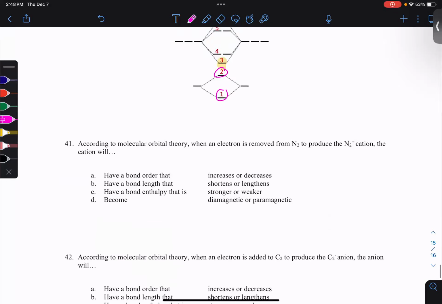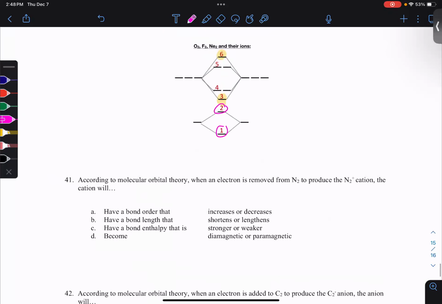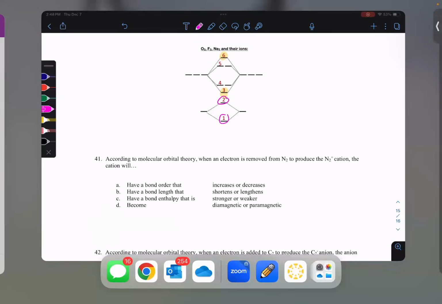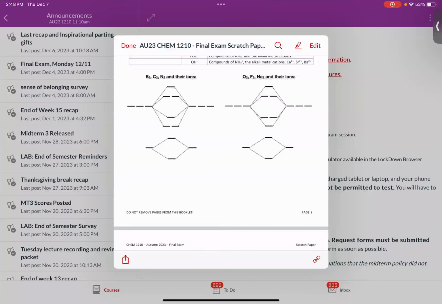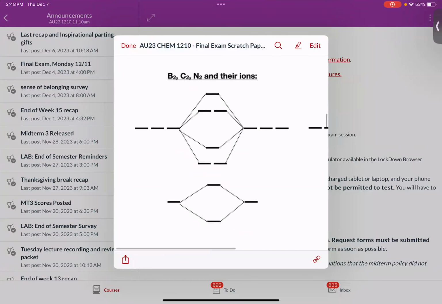Okay, so according to MO theory, when we remove an electron from nitrogen, the cation will what? So what's going to be helpful here is if we start with the MO diagram, which I don't have, so I will get the MO diagram. Let's see if I can't do this.